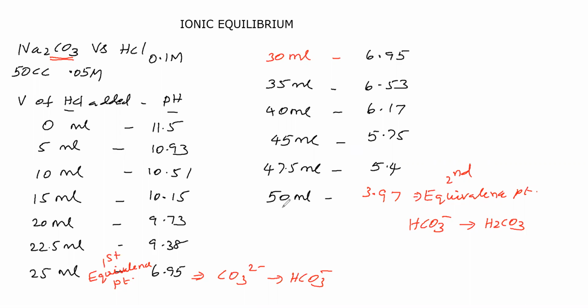Next, let us continue adding HCl, still more HCl. So far we have added 52.5 ml of HCl. Now what is the resultant solution pH? That we will see. Now we are going for the resultant solution pH.